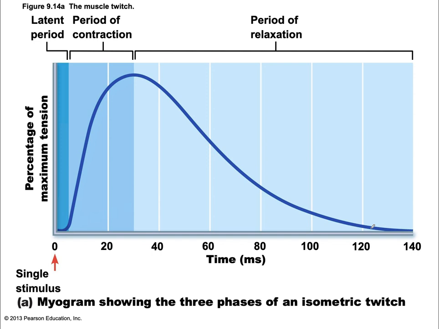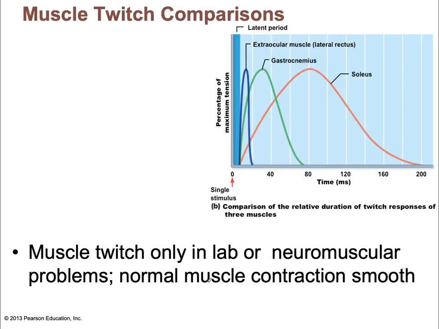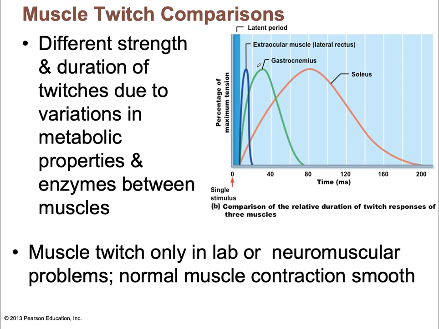All right, different muscles will twitch at different rates. So you can see here some different muscles from different locations in the body. The extraocular muscle is the one that makes you look left with the left eye or right with the right eye. The gastrocnemius is the muscle that runs across the back of your knee and the back of your ankle and lets you bend your knee and point your toe. And soleus runs across the back of the ankle. And you can see here that the same stimulus applied to three different muscles results in twitches of different lengths.